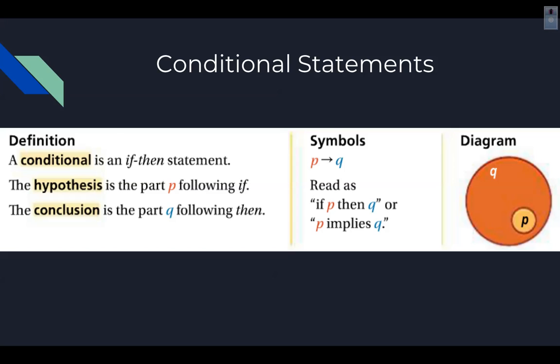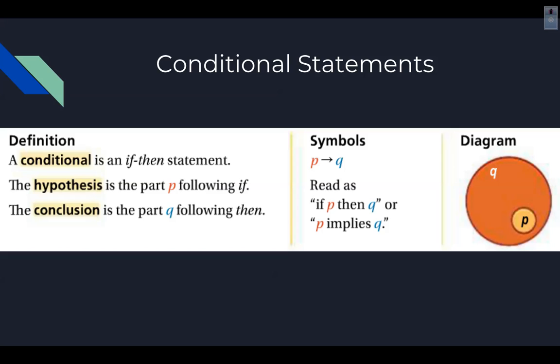So let's take a look here at our conditional statements. Okay, conditional means that something has to happen. So a conditional is an if-then statement. If this happens, then this is our result. Okay, now the parts of a conditional statement are the hypothesis and the conclusion. The hypothesis is the P part. Okay, it's the if. The conclusion is the Q.